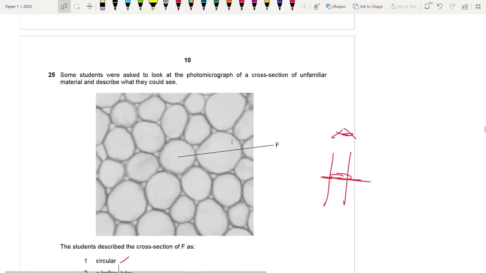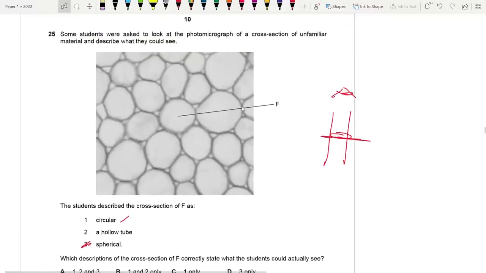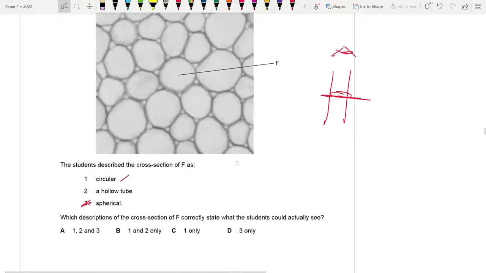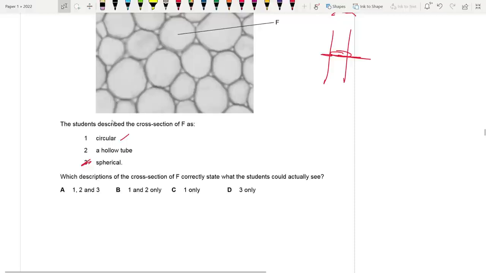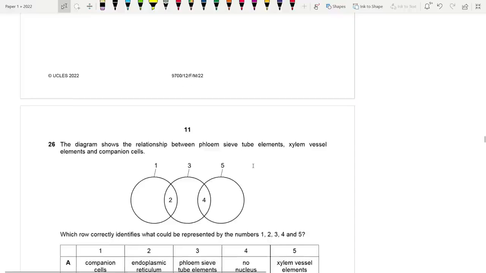Now we don't know if it's hollow. There might be content inside. We don't know from this photomicrograph. Okay, it might be hollow if it was xylem or something, like if it was dead, but it still may contain liquid, right? So we just know for a fact that it is circular. So the answer should be C, circular only.